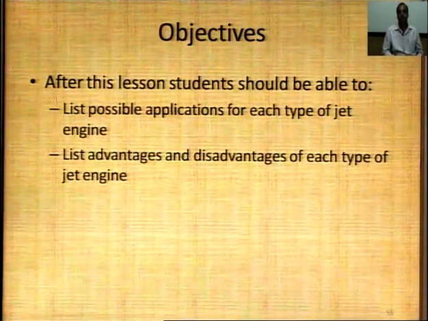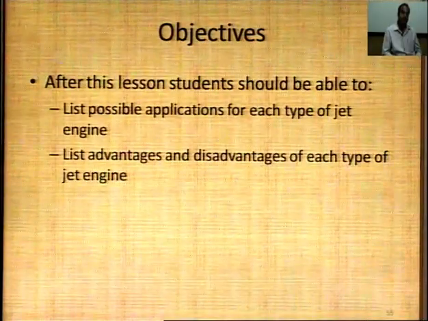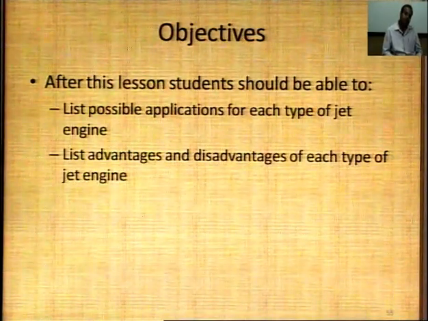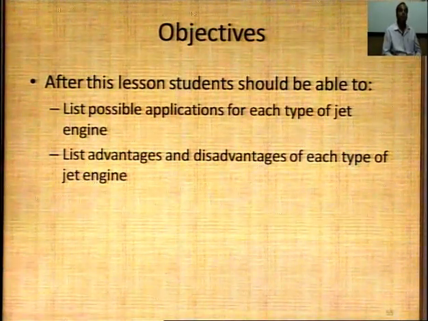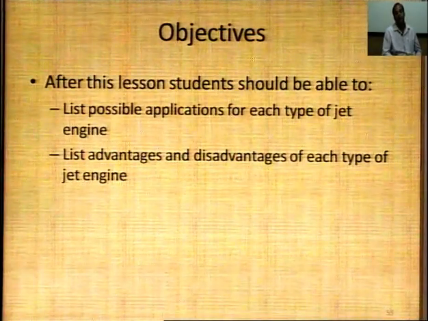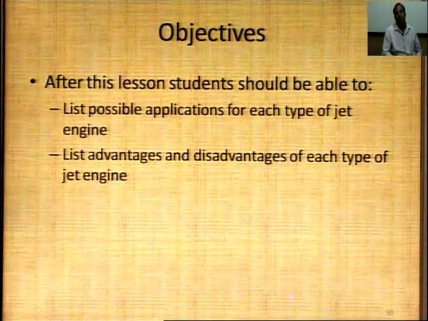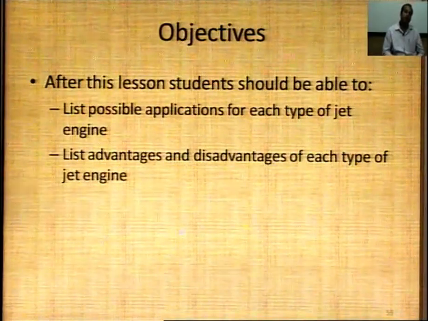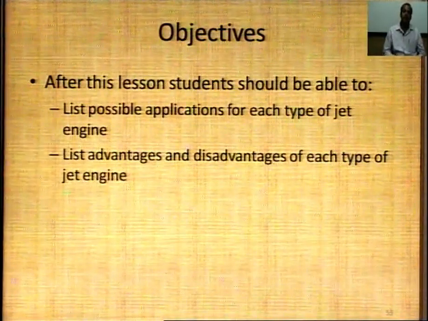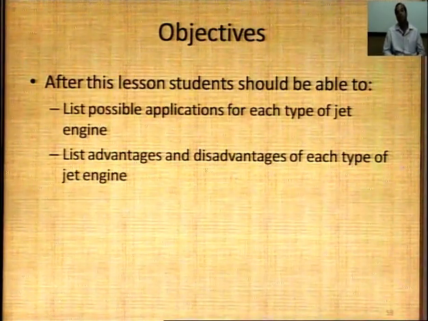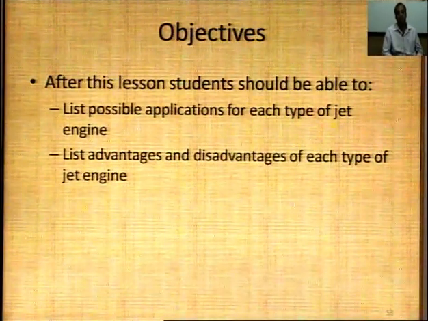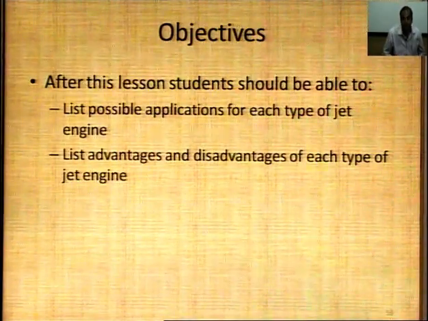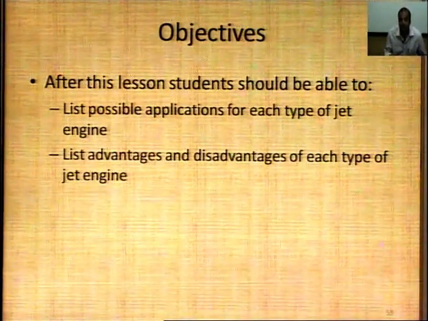Let me discuss the objectives. After this lesson, students should be able to list possible applications of each type of jet engine and also the advantages and disadvantages of each type of jet engine. Now let me discuss one by one.